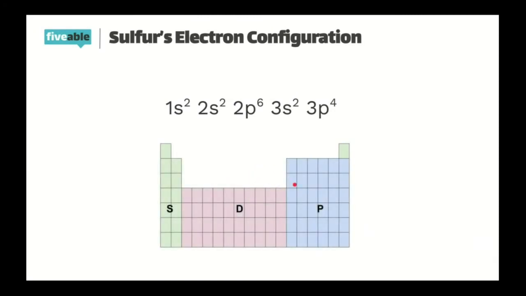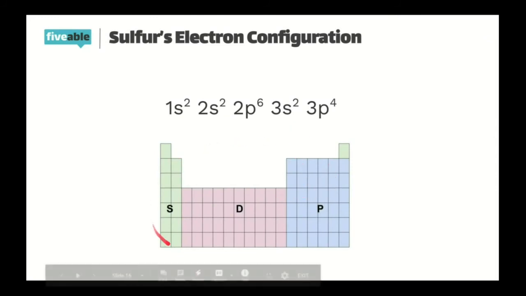Hopefully you're thinking about your sulfur electron configuration. You absolutely can use the noble gas shorthand. The noble gas shorthand is an excellent way to answer these questions and save you some time. But I'm just going to go ahead and do the full version here. It's 1s2, 2s2, 2p6, 3s2, 3p4.